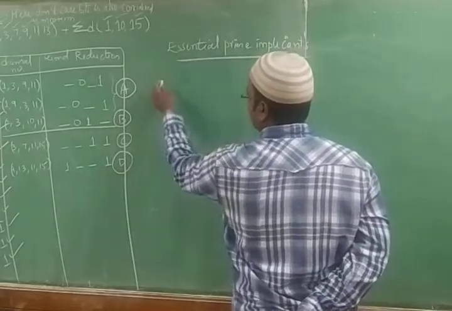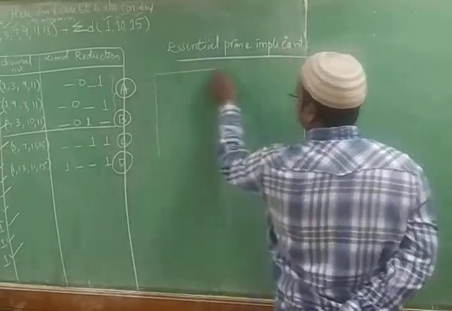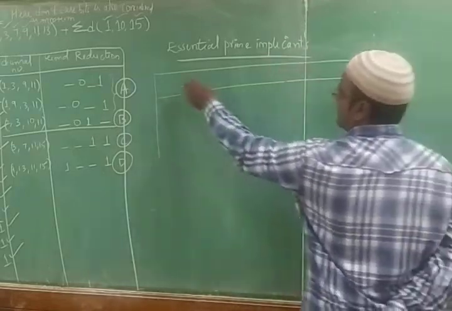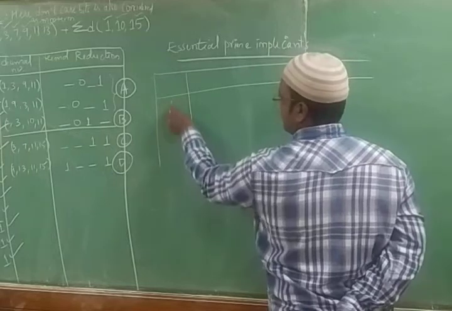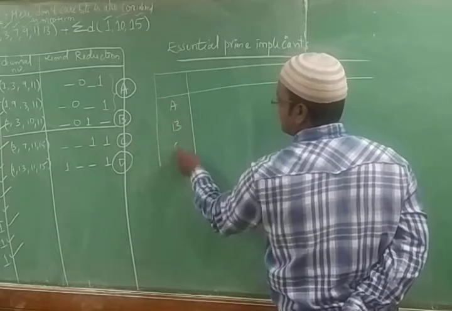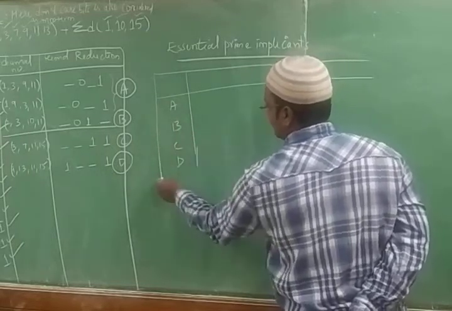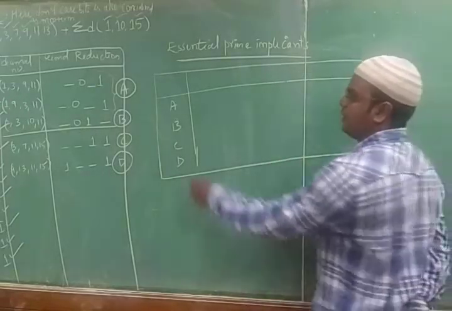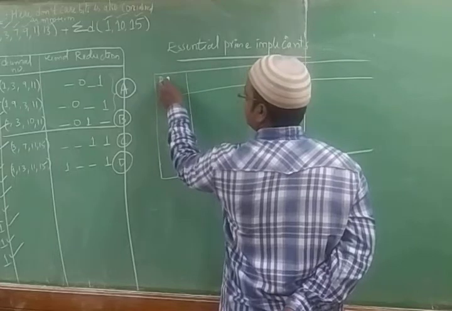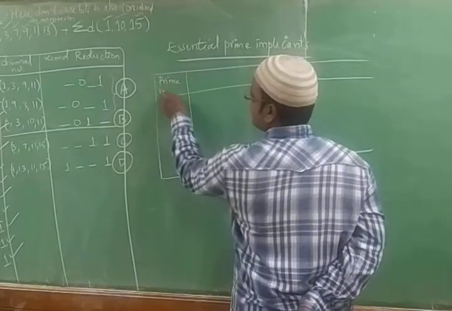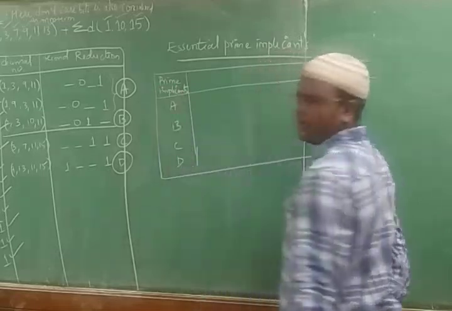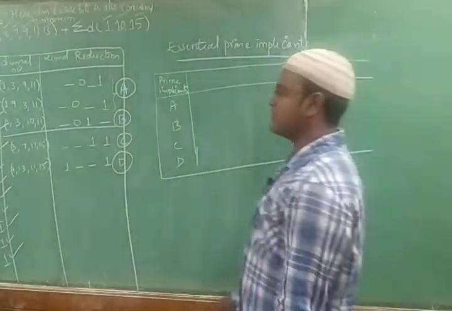What is the first thing? We'll write the prime implicant values. What is the first column? It's about prime implicants. We do have A, B, C and D. So these are our prime implicant values. In that, A, B, C, D are called prime implicants. So we wrote prime implicants. In that, what are the values coming?